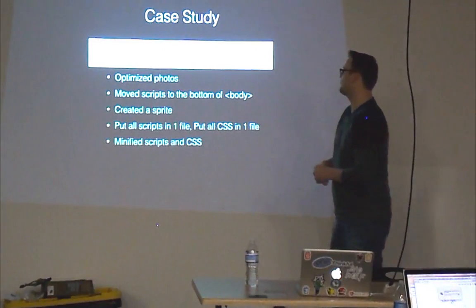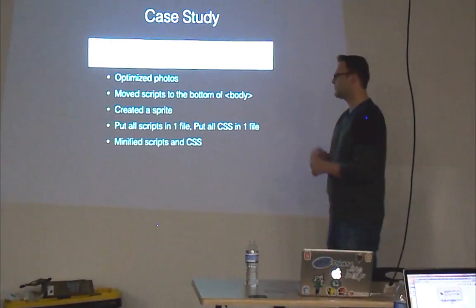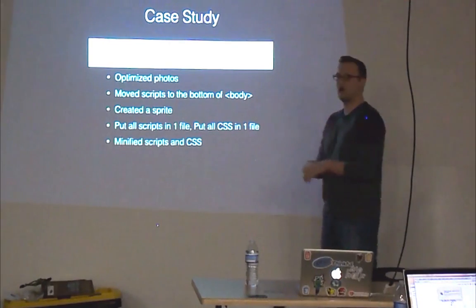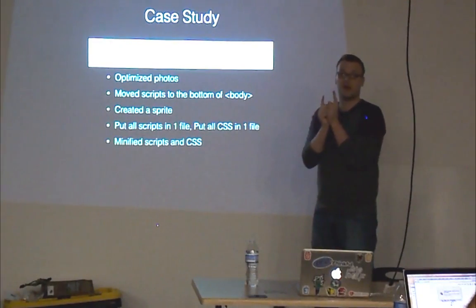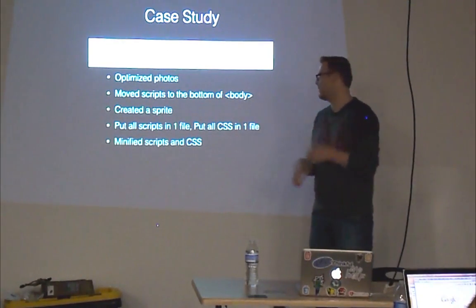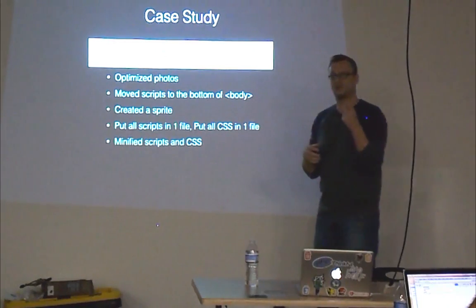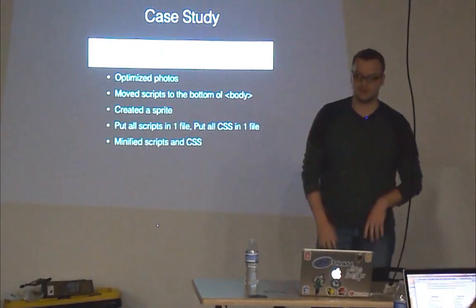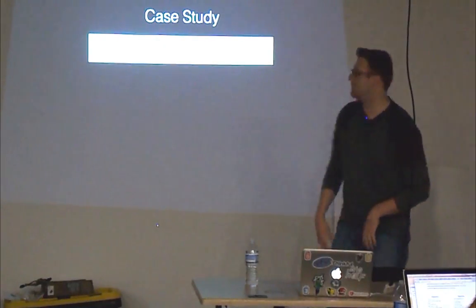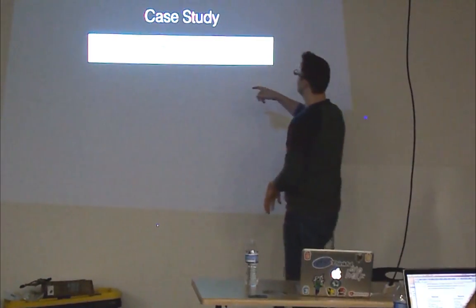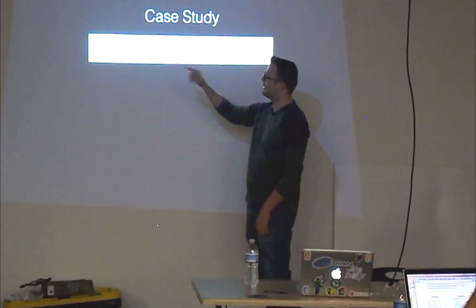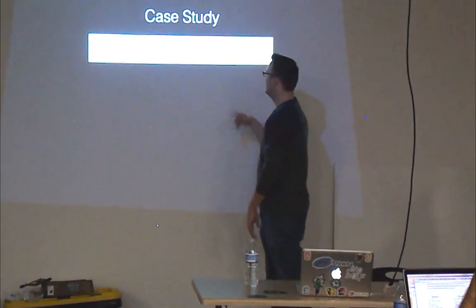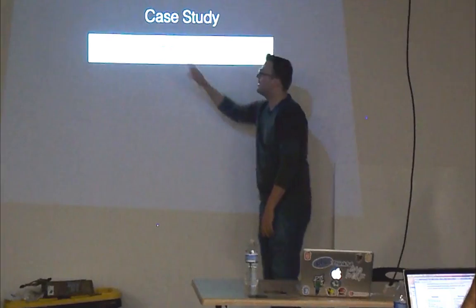So we moved all the scripts to the bottom of the body element, created a sprite for all the little icons and the logo, and then we put all the JavaScript files into one file instead of multiple files, and we put all the CSS files into one file instead of multiple files, and then we minified those, we condensed those. And that did a great job. I don't know if you guys can see these numbers, but it ended up taking 7 seconds instead of 25 seconds, and the speed index was 5.2.